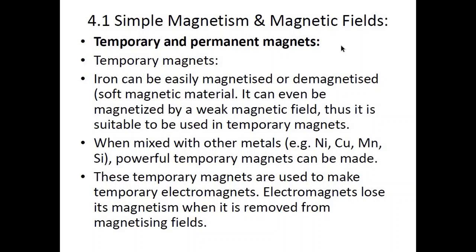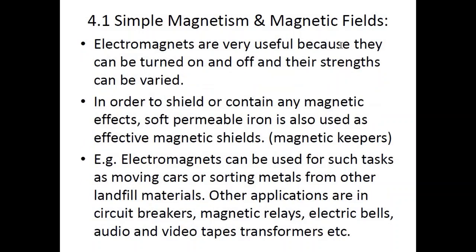When it is mixed with other materials such as nickel, copper, manganese, or silicon, powerful temporary magnets can be made. These temporary magnets are used to make temporary electromagnets, and they lose their magnetism as soon as the power is switched off. Electromagnets are very useful because they can be turned on and off, and their strengths can be varied.